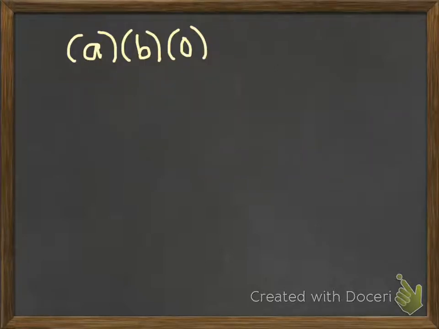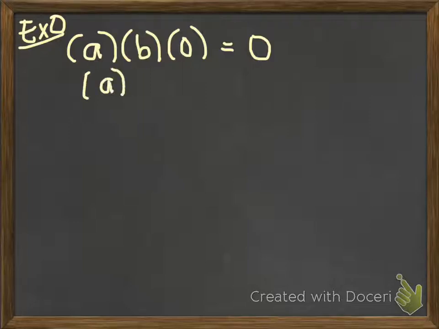Okay, on this example 0, if we have a times b times 0, the answer is going to be 0. And it doesn't matter if the 0 is the first number, the second number, or the last number. When you're multiplying a set of 3 numbers, as long as one of them is 0, the answer is going to be 0. Or you can have a times 0 times b. Again, the position of the 0 doesn't matter. As long as one of the factors is 0, then the whole thing is 0.